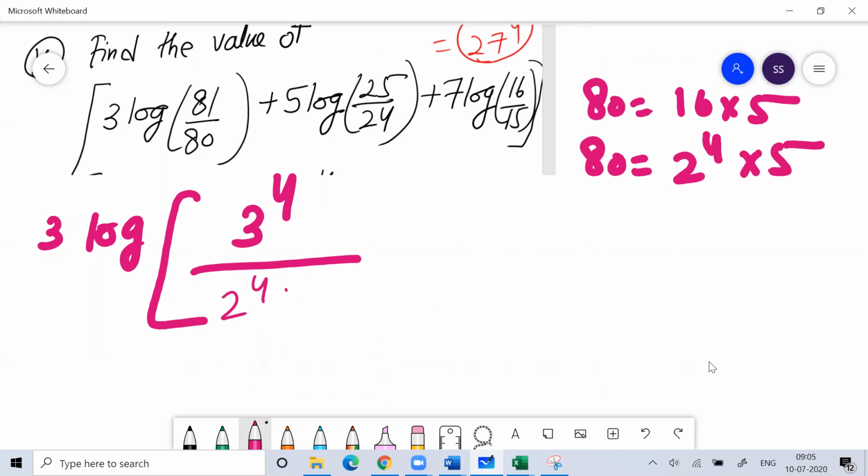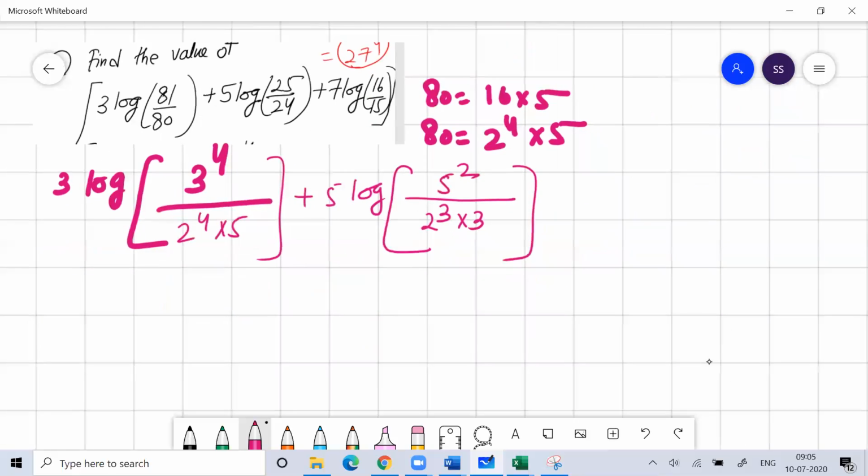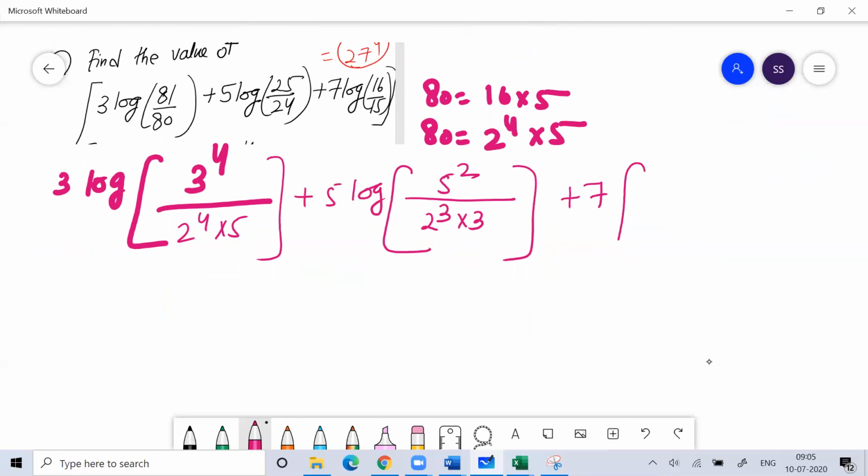So this I can write as 2 to the power 4 into 5. Plus 5: 25 means 5 to the power 2, and 24 means 8 into 3, which I can write as 2 cube into 3. Then 7 log, where 16 means 2 to the power 4 and 15 is 3 into 5.